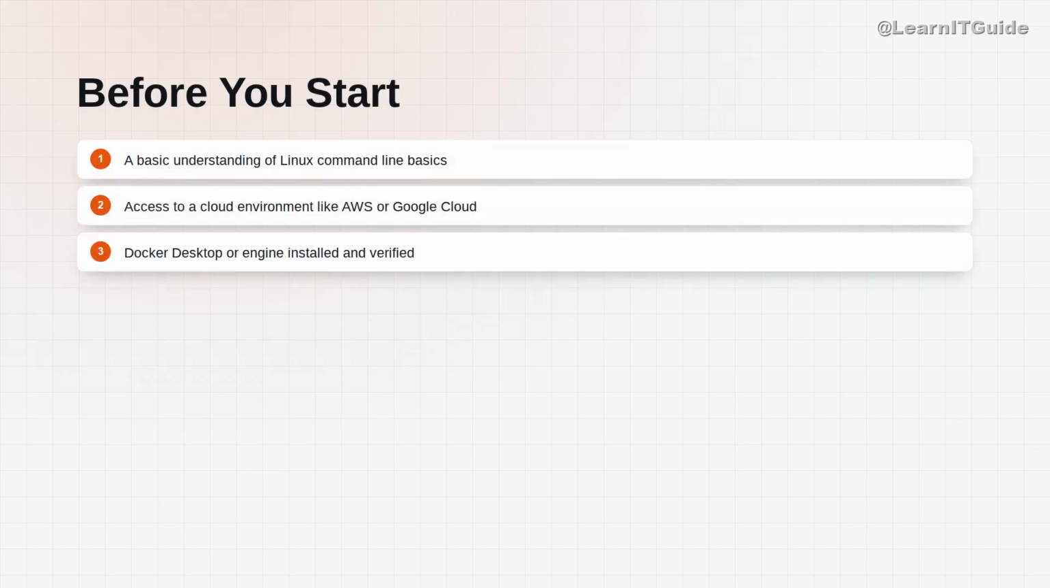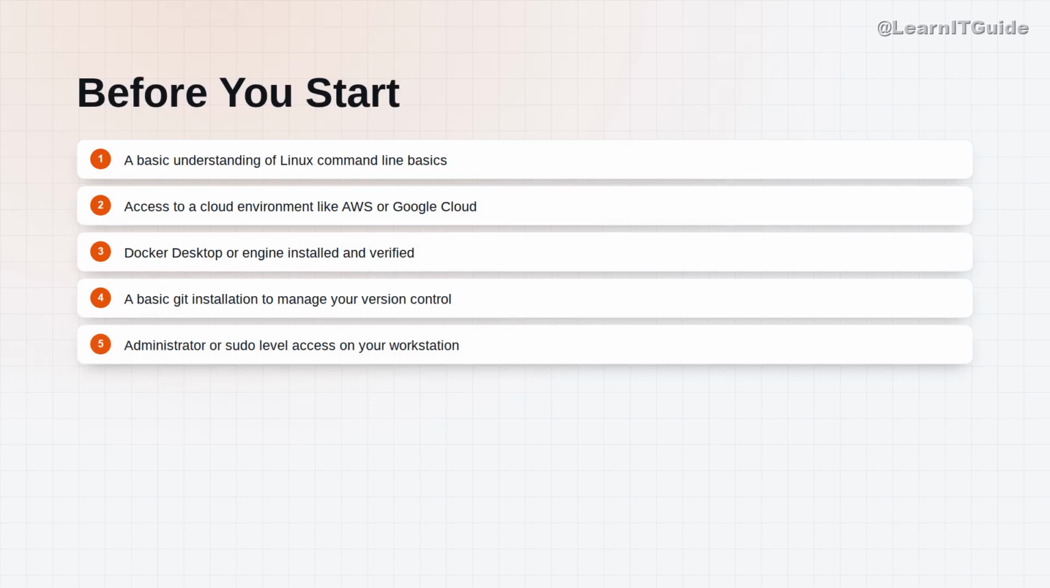Before you can build your first automated pipeline, you need a few things in place. You need basic Linux proficiency. You need a cloud account. You need a container runtime like Docker installed, and you need Git. If you haven't installed these yet, stop and do that now. You can verify your setup by running the version flag on your tools in your terminal. Specifically, that includes a basic understanding of Linux command line basics, access to a cloud environment like AWS or Google Cloud, a basic Git installation to manage your version control, and administrator or sudo level access on your workstation.